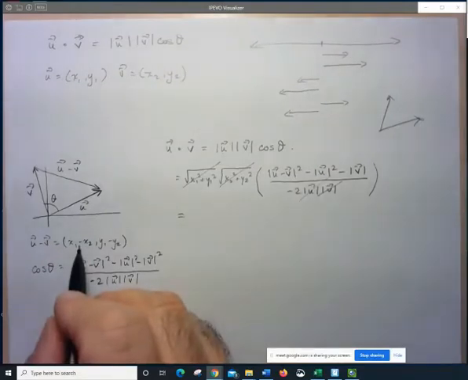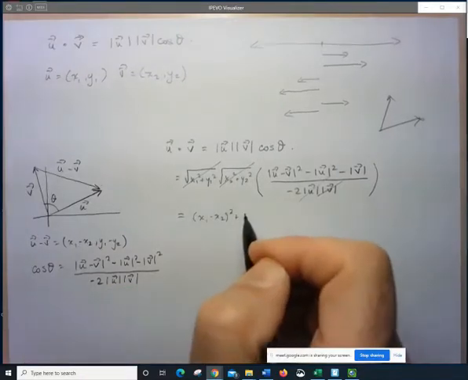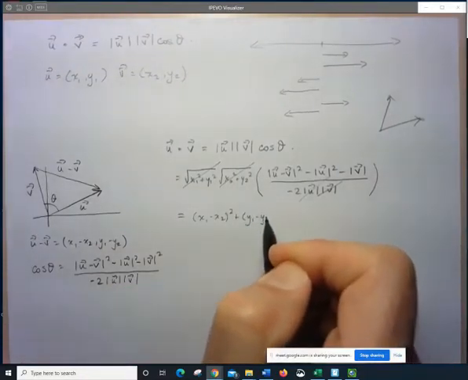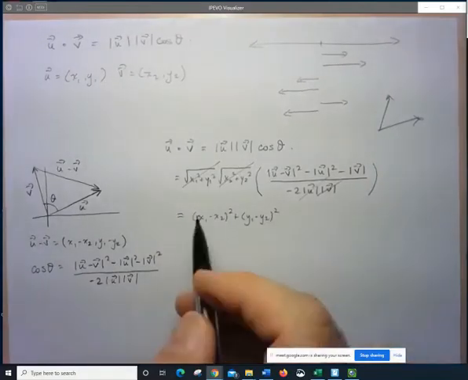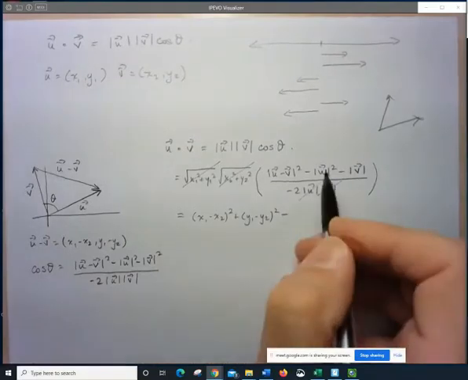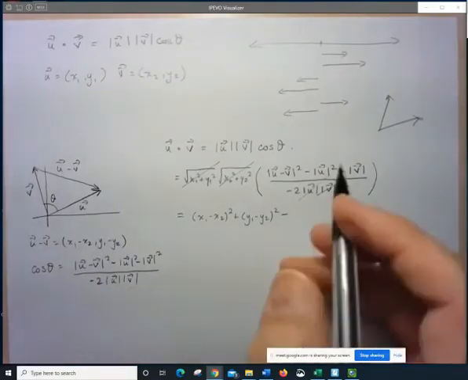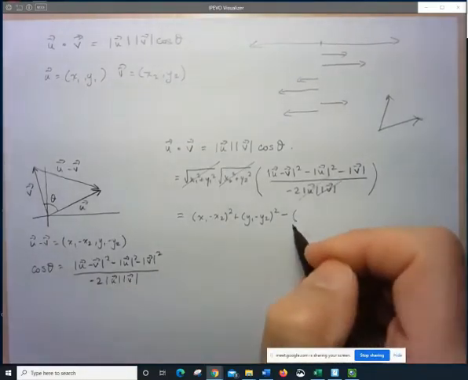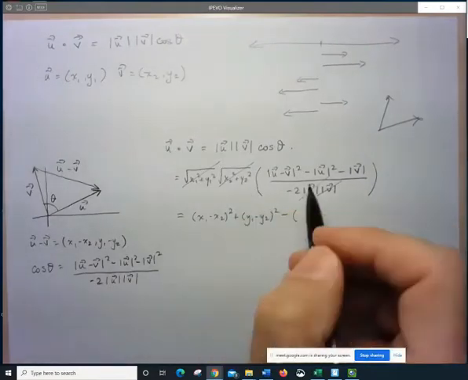The first component squared plus the second component squared. So we have (x1 minus x2) squared plus (y1 minus y2) squared. Normally you'd have a square root, but it's being squared. All right, minus the magnitude of u squared.